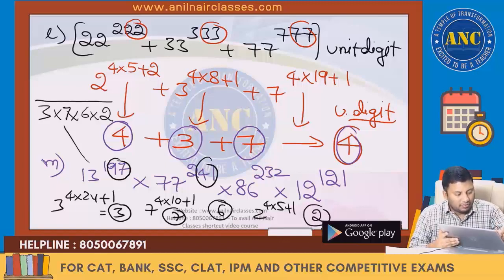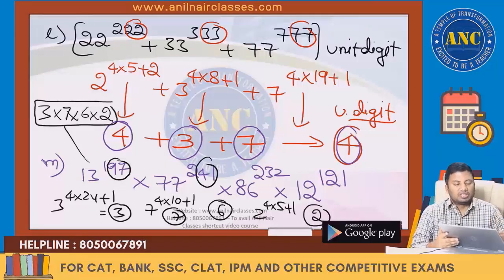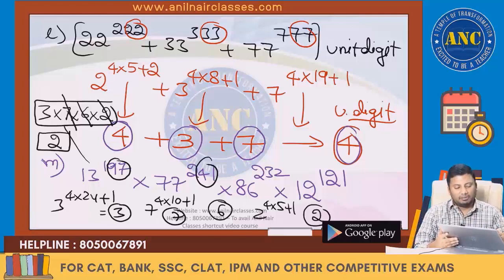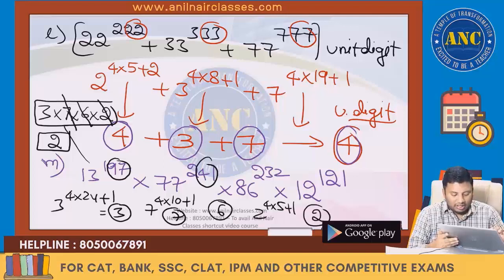Please write down. 3 into 7 into 6 into 2. I hope it is clear. 6 2s are 12. 2 7s are 14. 14 3s are 42. So the unit digit of this number is 2. I hope it is clear.